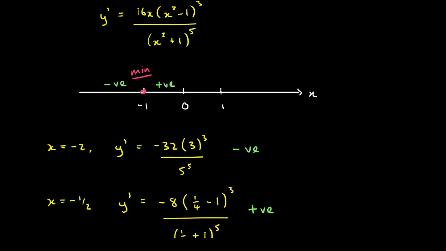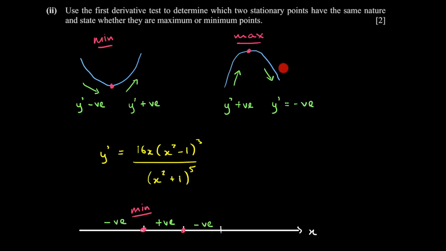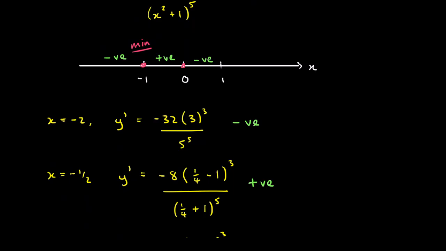So what have we just discovered? As we go across x is equal to 0, we go from a situation where the gradient is positive to where the gradient is negative. And if we go from a place where the gradient is positive to negative, then we must have had a maximum. So this is a maximum.